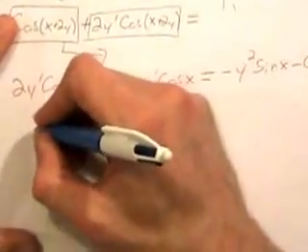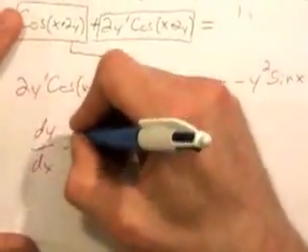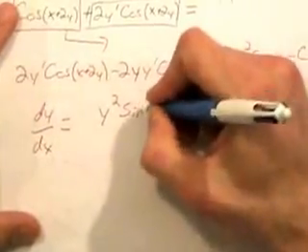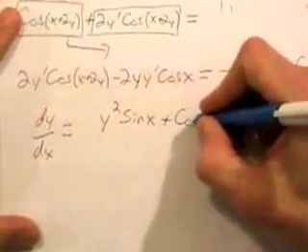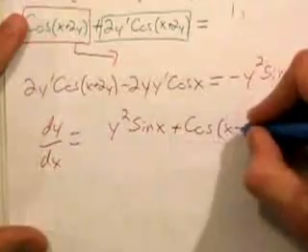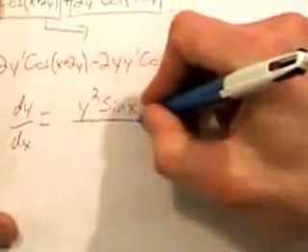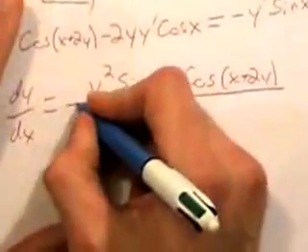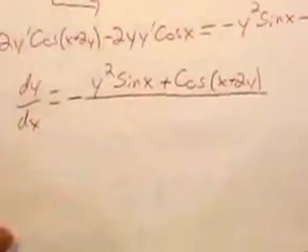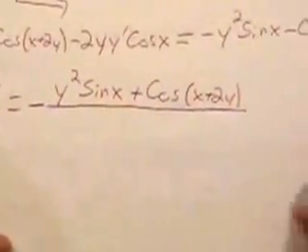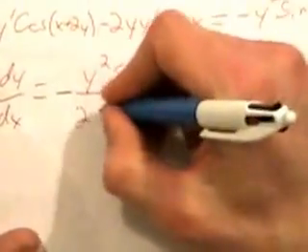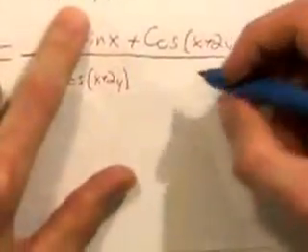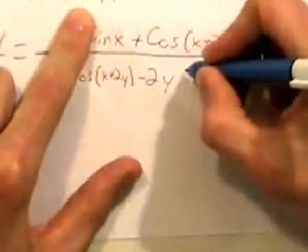At last, dy dx equals y squared sine x plus cosine of x plus 2y, all divided by, since both of the terms on the other side were negative, I'm going to just put the negative out front. That's how I like doing it. Divided by, now after factoring out a y prime from this side, that'll be 2 cosine of x plus 2y minus 2y cosine x.